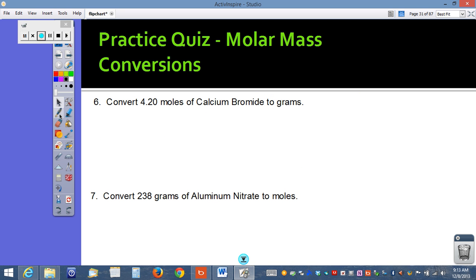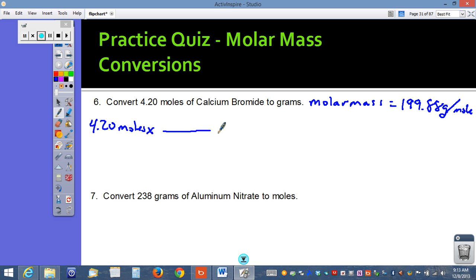Okay, let's go down to some of the conversion problems. We want to convert 4.20 moles of calcium bromide to grams. First thing, we want to know what that molar mass was from the previous step. So up above in our problem, we found that calcium bromide had a molar mass of 199.88 grams per mole. Now we're going to start with a given, 4.20 moles. And we have our setup.